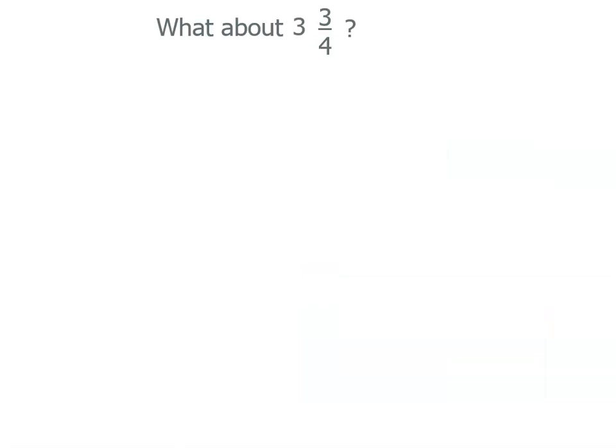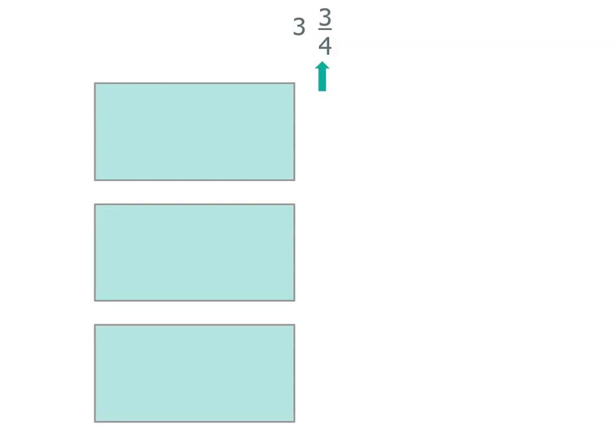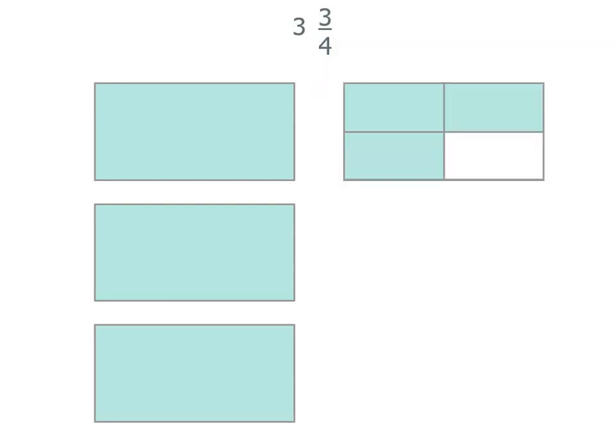Now what about 3 3/4? Well, we've still got 4 as our denominator, but this time we've got 3 whole parts. So 1, 2, 3, and we've still got 3/4. So we only get 3 of the 4 shaded parts here. So this time we break 3 of our wholes into quarters. So we'll get quarters there, that's 4/4.